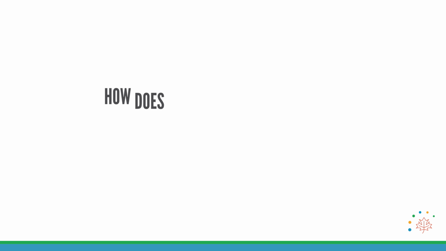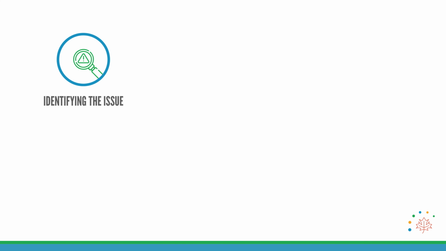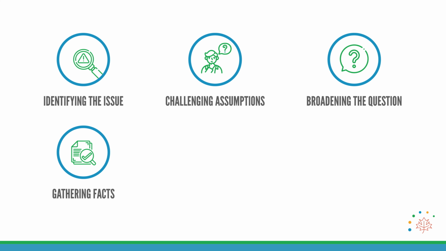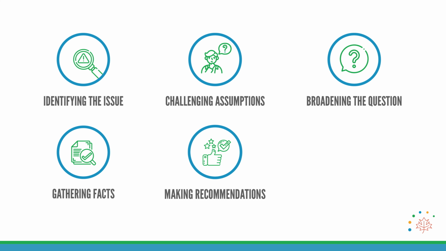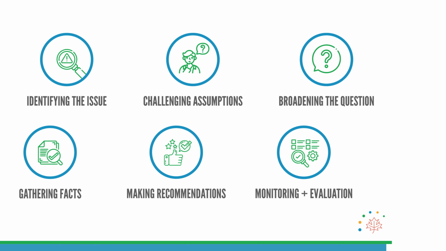Let's dive in and learn how organizations can carry out a GBA Plus. This will help you see the full picture. The process generally involves identifying issues, challenging assumptions, broadening the question, gathering facts through research and consultation, making recommendations, and monitoring progress. For example, if data reveals that banking services are being underutilized by newcomer women, a GBA Plus approach would investigate the reasons and seek inclusive solutions.